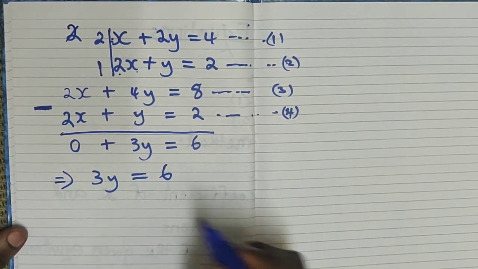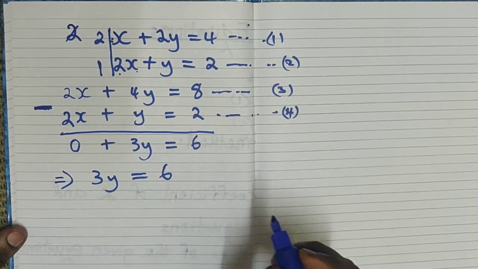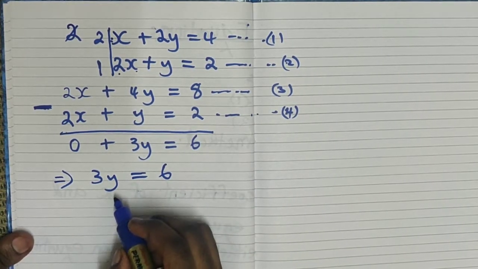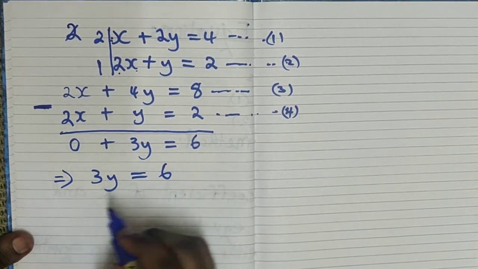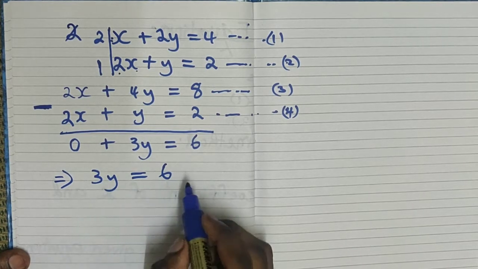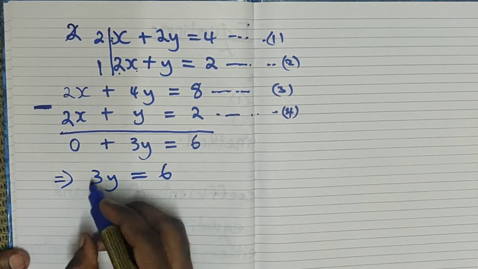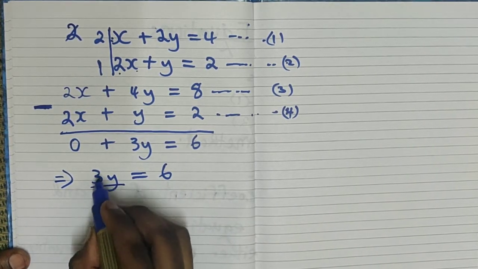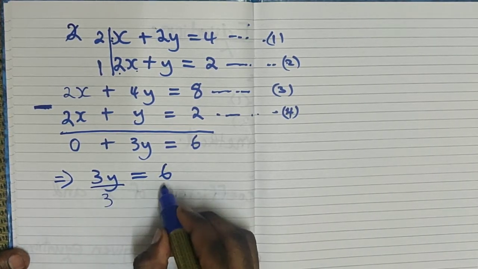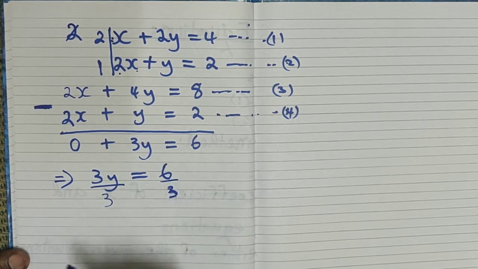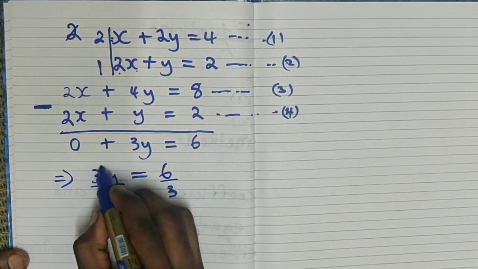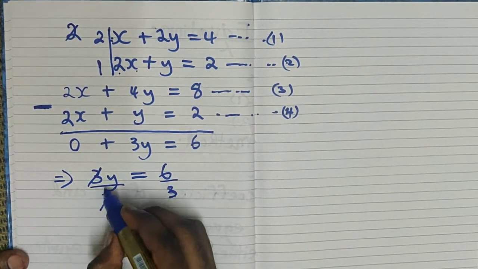So we have to make y the subject of the formula. Now what we have to do here, we have to divide both sides by the coefficient. The coefficient of this y is 3. So if you divide both sides by 3, you are going to see that 3 divided by 3 will cancel, 3 divided by 3 is 1.